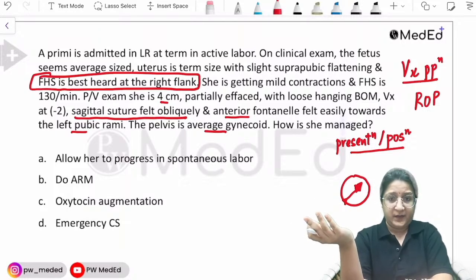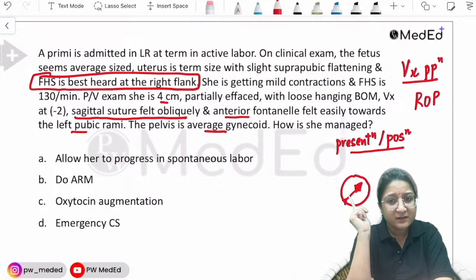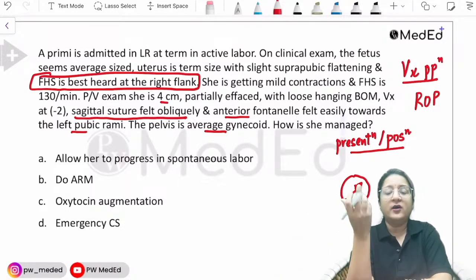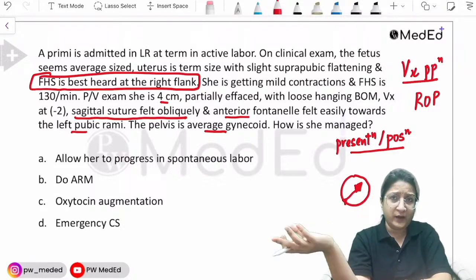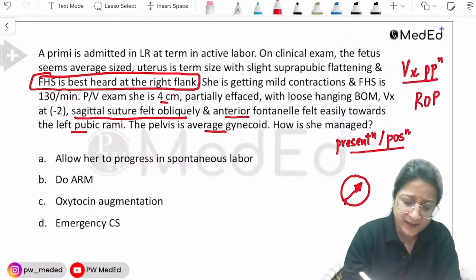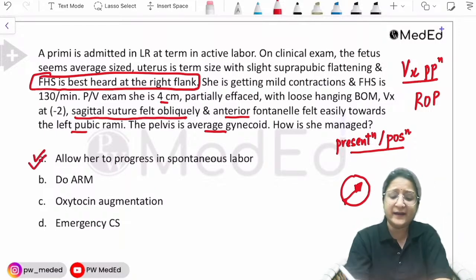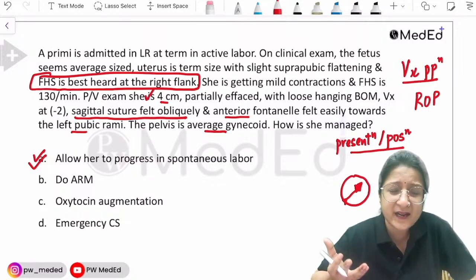What is the problem? With progress, anterior rotation will take place. That happens most of the time. Pelvis is also average gynecoid. With good uterine contractions, head flexion will be maintained and it will become occipito anterior. Of course, the progress during labor could be slightly delayed. I agree on that, but what is the need to do anything else? Right now, she's only 4 cm. You give her some time. Why do an unnecessary ARM? It is not indicated at this point in time.